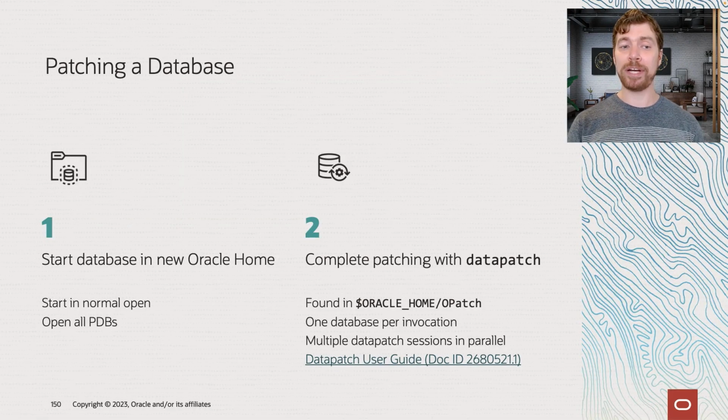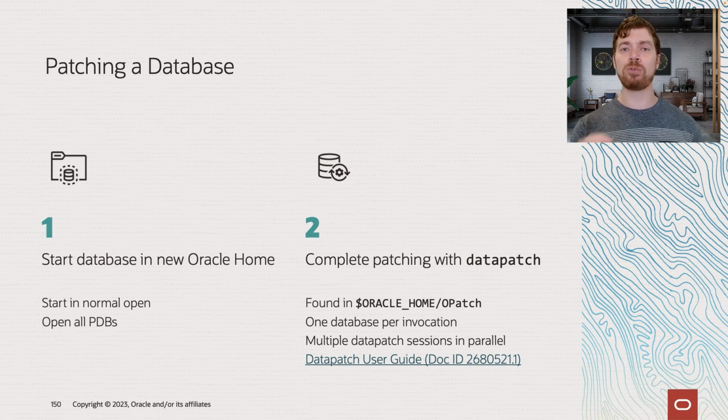So first, what we need to do is start the database in the new Oracle home where you have the patches applied. And remember, you need to start the database in normal mode and open all the PDBs. If you don't open all the PDBs, those PDBs that are not opened won't be patched. So they will be skipped. And then if you decide to open them later, they will have a PDB plugin violation saying that you need to run Datapatch on them. Okay. So again, you start the database in this new Oracle home, and also you open all the PDBs.